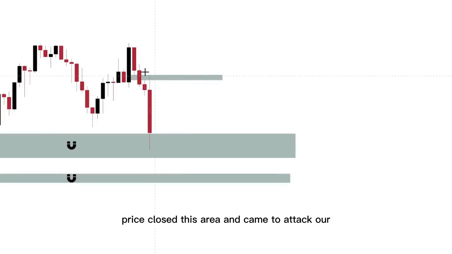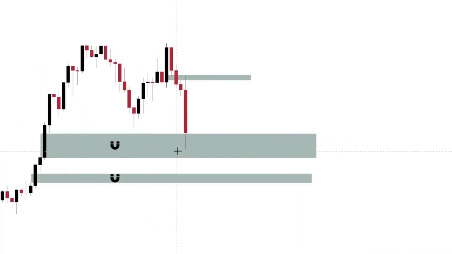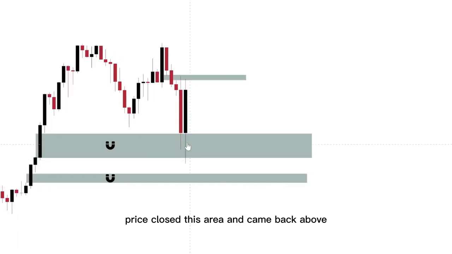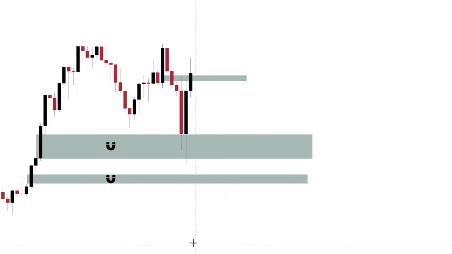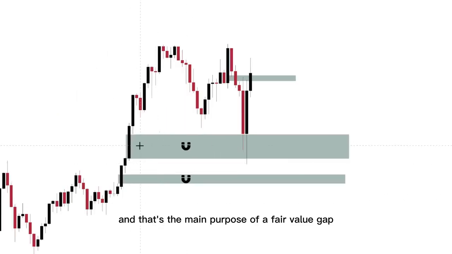Price closed this area and came to attack our bullish fair value gap. Price closed this area and came back above. And that's the main purpose of a fair value gap. So these areas will attract price. So what you want to look for is price being attracted to these areas.